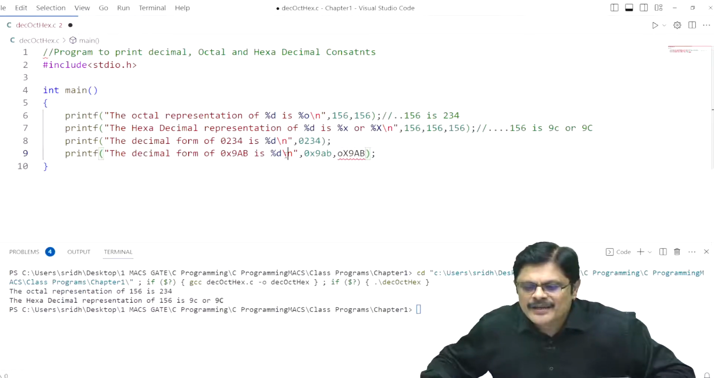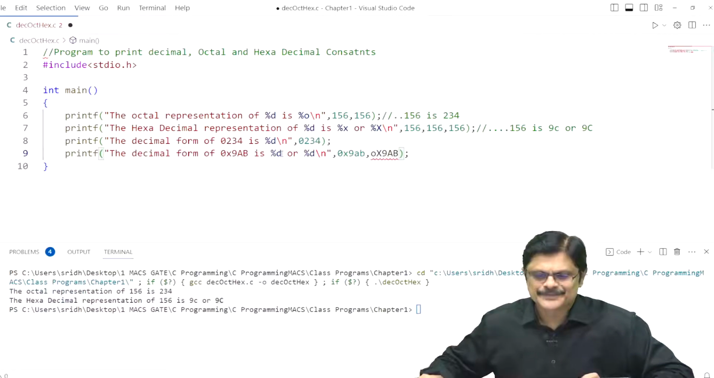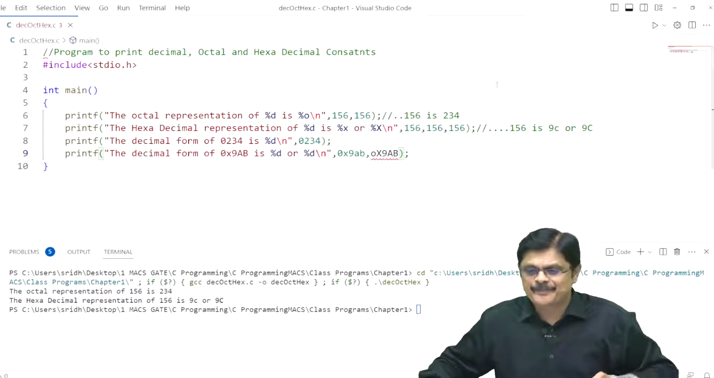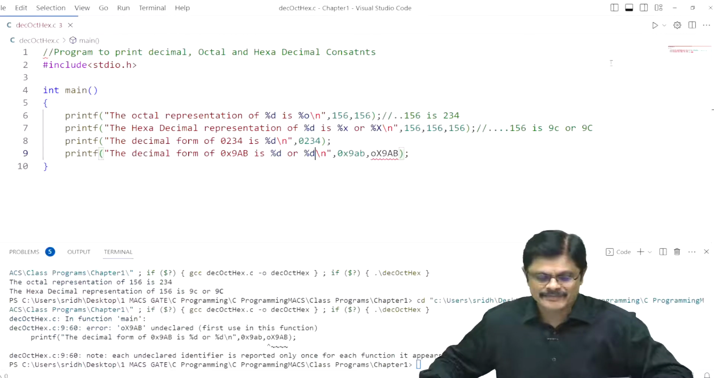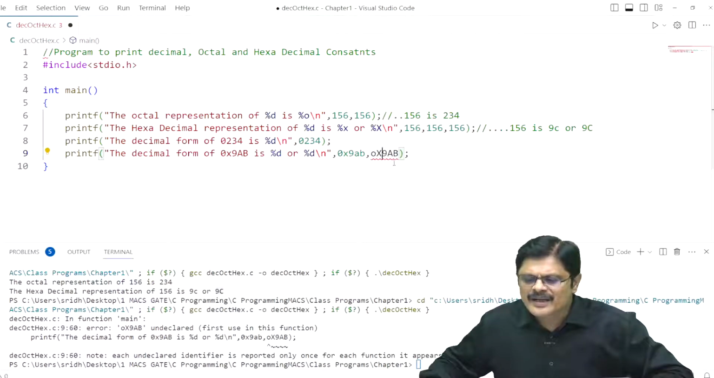So, I need one more %d now. For this I have one %d, for this also I have to keep one. Let us run this and verify what happens. Okay, there may be some error, let us verify. 0x is correct, only 9ab, what is wrong? Let me check 0xab first in this one.